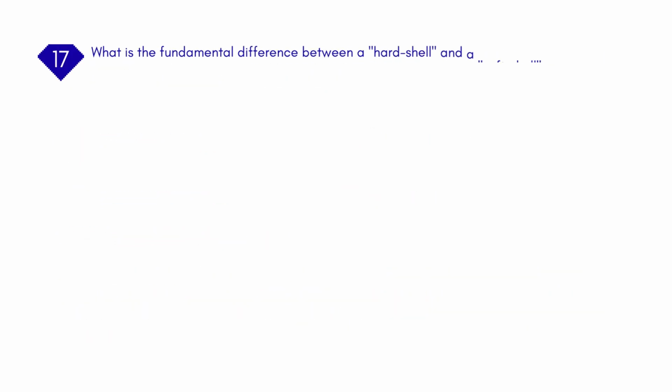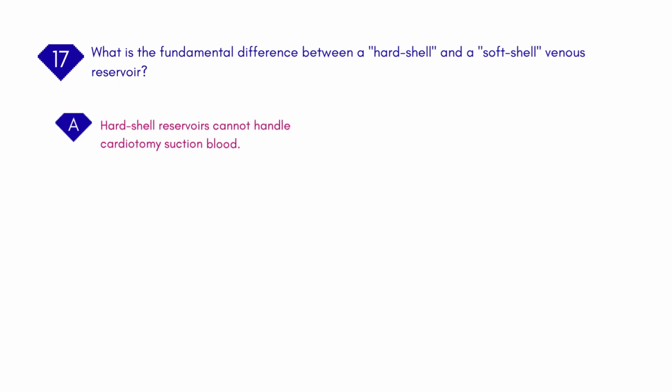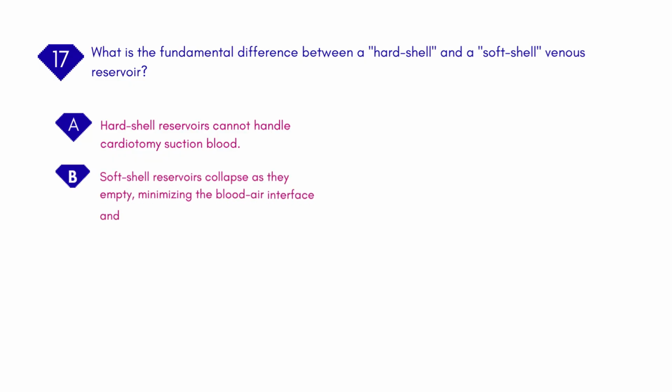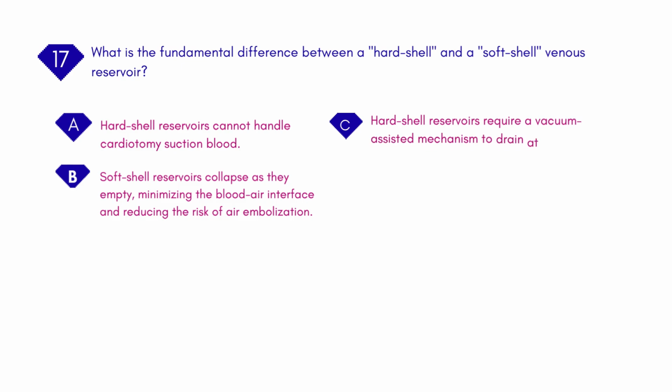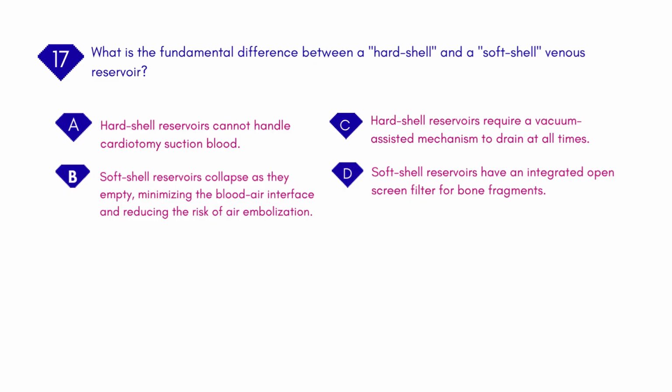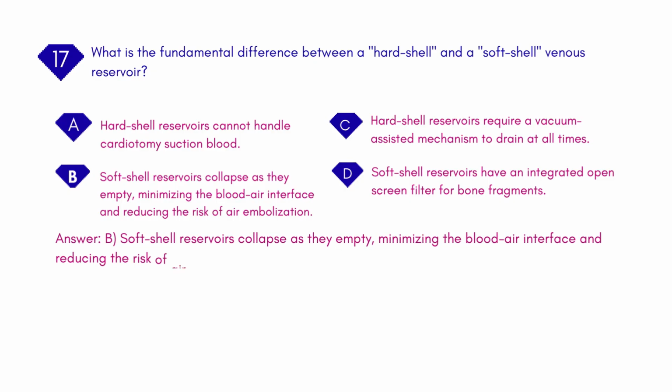What is the fundamental difference between a hard shell and a soft shell venous reservoir? A. Hard shell reservoirs cannot handle cardiotomy suction blood. B. Soft shell reservoirs collapse as they empty, minimizing the blood-air interface and reducing the risk of air embolization. C. Hard shell reservoirs require a vacuum-assisted mechanism to drain at all times. D. Soft shell reservoirs have an integrated open-screen filter for bone fragments. Answer: B. Soft shell reservoirs collapse as they empty, minimizing the blood-air interface and reducing the risk of air embolization.